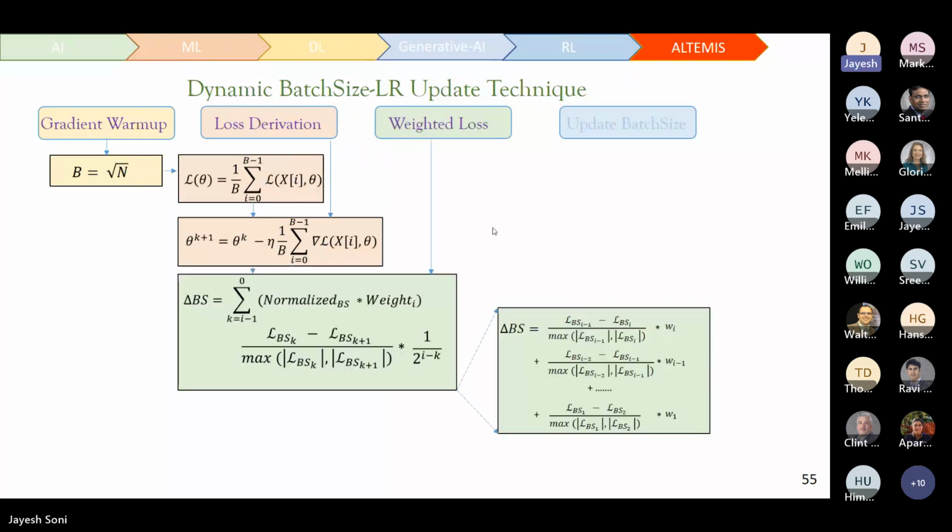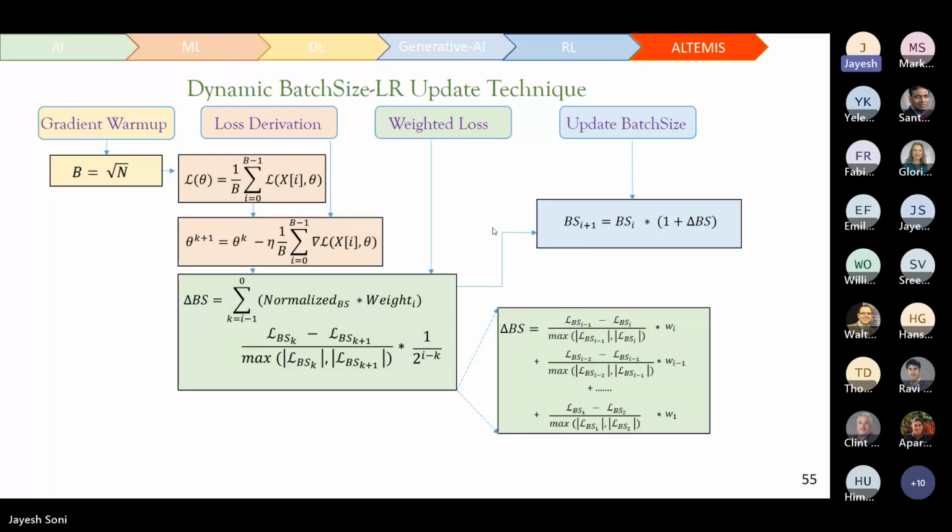Now, to choose the next batch size value, we get the normalized batch size, we multiply that with the weight, and we take the difference between the loss of the last batch size and the current batch size, and do the exponential weightage approach. So instead of putting a static batch size value, every time the model is trained on a particular batch, we update the value of the batch size for the next iteration. In that case, we are speeding up the training process. At the same time, the memory usage is reduced.